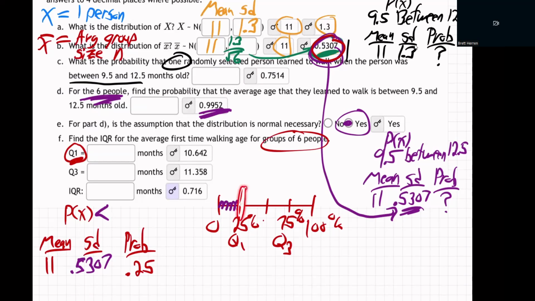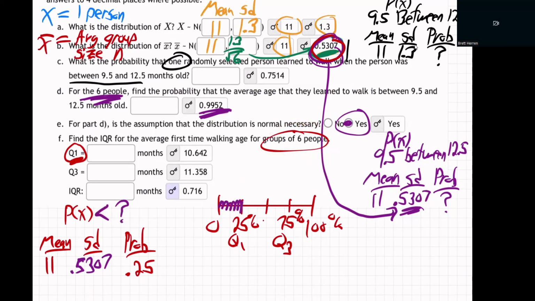If I'm watching a basketball game, 25% of the game is in my past, is to the left, is less, right? If your child is walking at the 25th percentile mark, or a group of six children have an average that's at the 25th percentile mark, that means 25% of the children walk earlier, less. So do that, leave a blank here, and hit the buttons on the calculator.